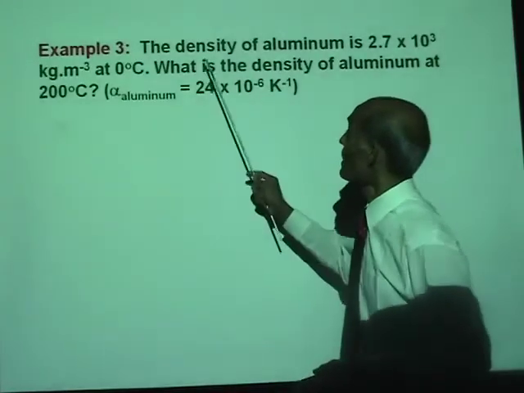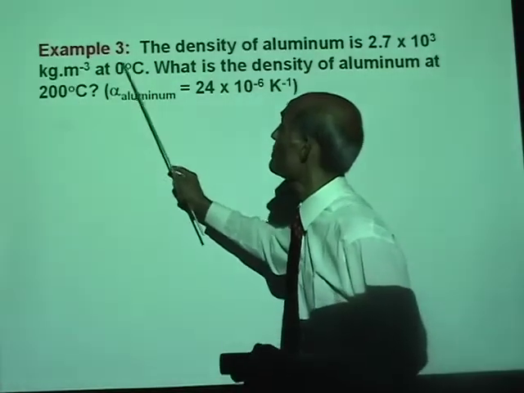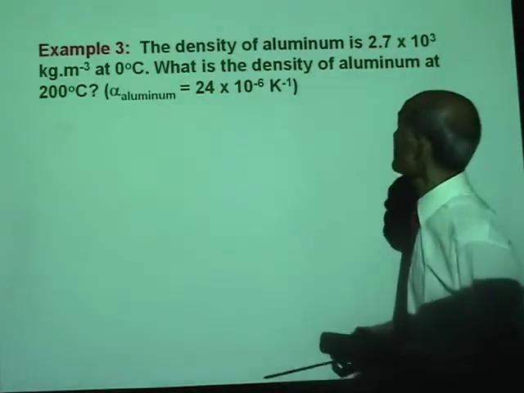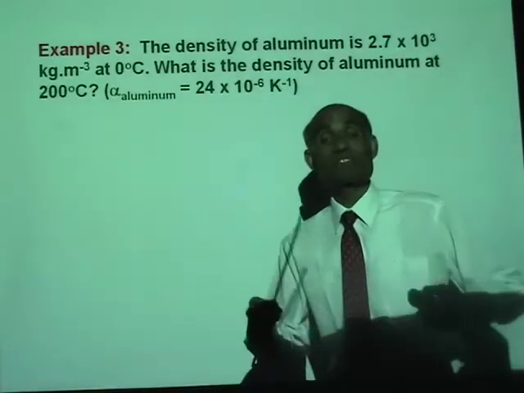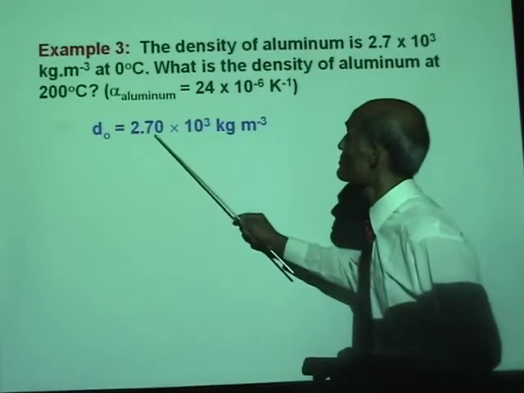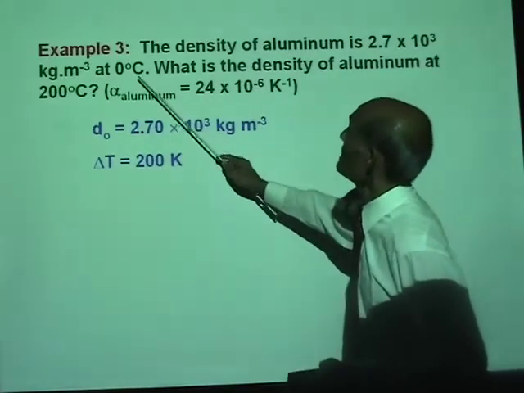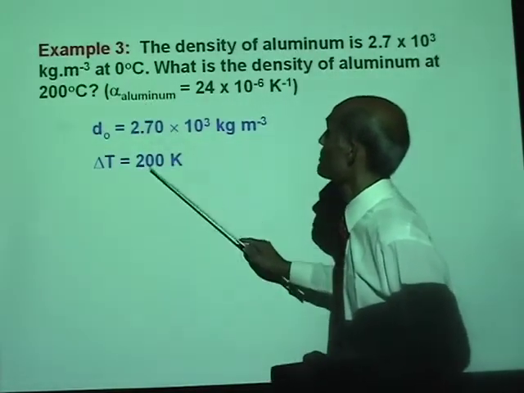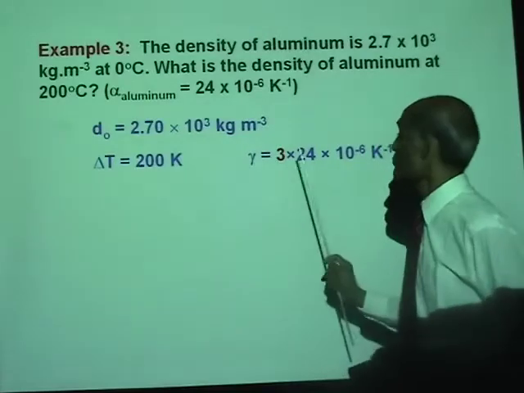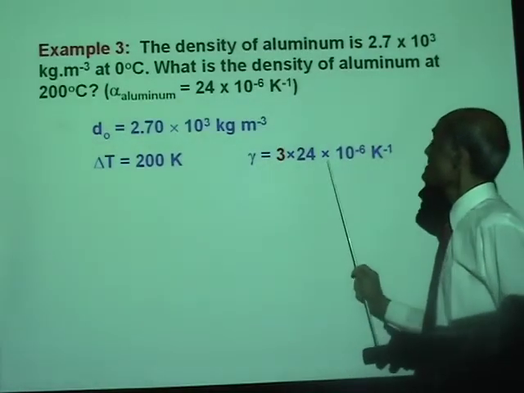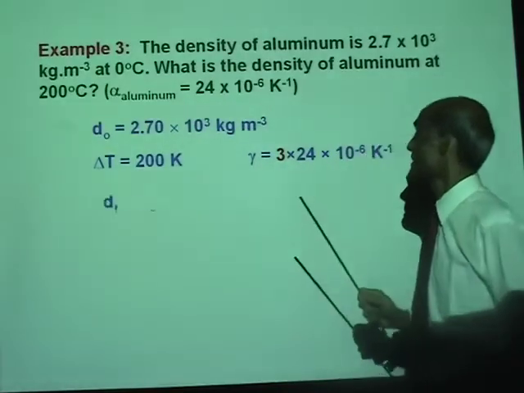Another example. The density of aluminum is 2.7 times 10 to the 3 kilogram per meter cube at 0 degrees Celsius. What is the density of aluminum at 200 degrees Celsius? Again, a direct application of that formula. Density at 0 degrees Celsius is known. Change in temperature, well, the change in temperature is 200 minus 0, that is 200 Kelvin. And gamma for aluminum. You see, alpha for aluminum is 24 times 10 to the negative 6. That's what is given. Therefore, gamma will be 3 times alpha.